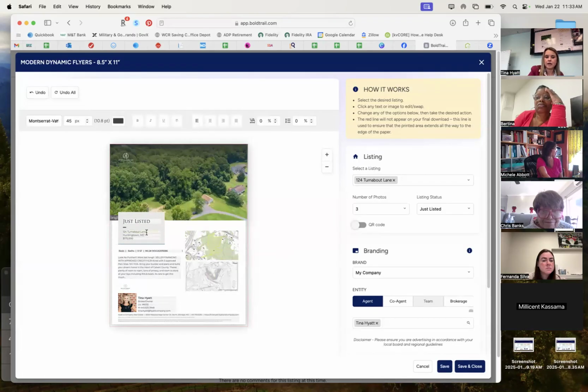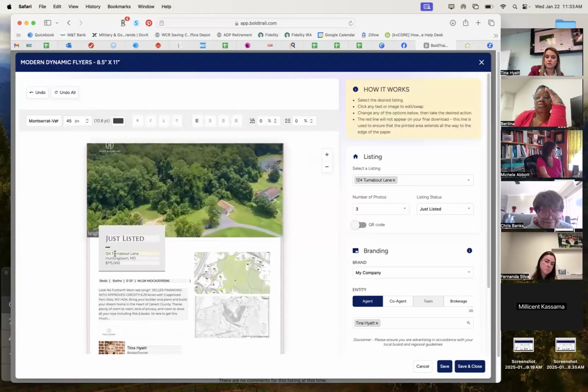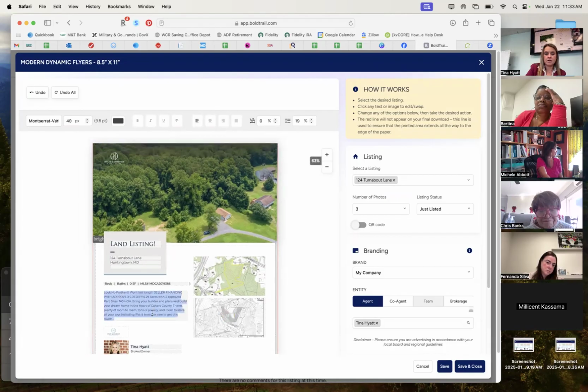The things that have a gray bar or gray block, you can edit those fields. So I could change this to land listing if I wanted to. I could take out the price if I wanted to. Maybe I don't want the price on my flyer. Right? I can change my details. The details it's going to pull from the MLS. So if the MLS has this much detail and it trunks them down to this much detail, you're going to want to edit that, right?